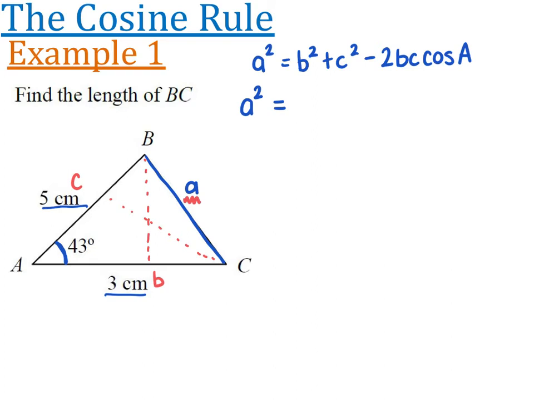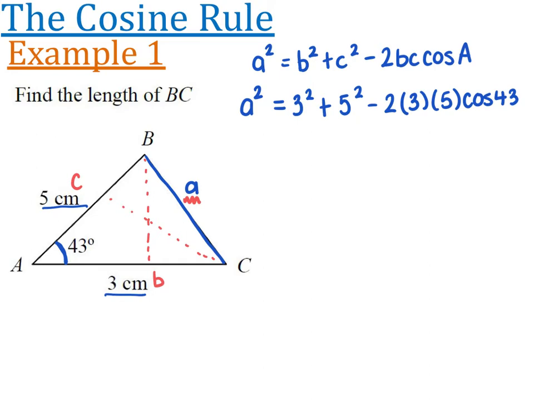So then we've got b squared, so 3 squared, plus c squared, so 5 squared, minus 2 lots of, I'm going to put them in brackets, 3 times by 5 times by the cosine of angle A, which is 43 degrees. So let's go ahead and type that into our calculator. If you're watching this video, I'd really hope that you're also trying to type this into your calculator at the same time as me, because we really want to make sure that we're all getting the exact same answers. So we go ahead and type that into our calculator.